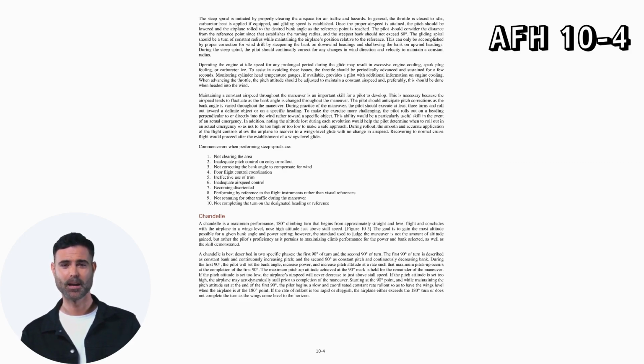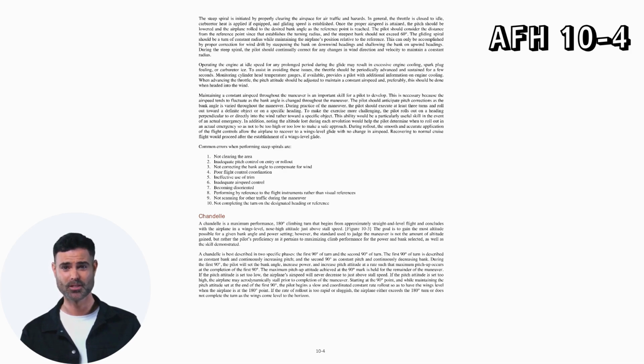Chandelle. A chandelle is a maximum performance 180 degrees climbing turn that begins from approximately straight and level flight and concludes with the airplane in a wings level, nose-high attitude just above stall speed. The goal is to gain the most altitude possible for a given bank angle and power setting.